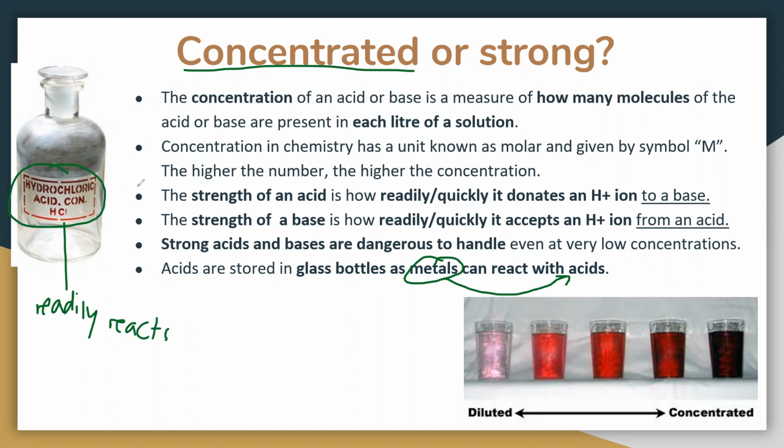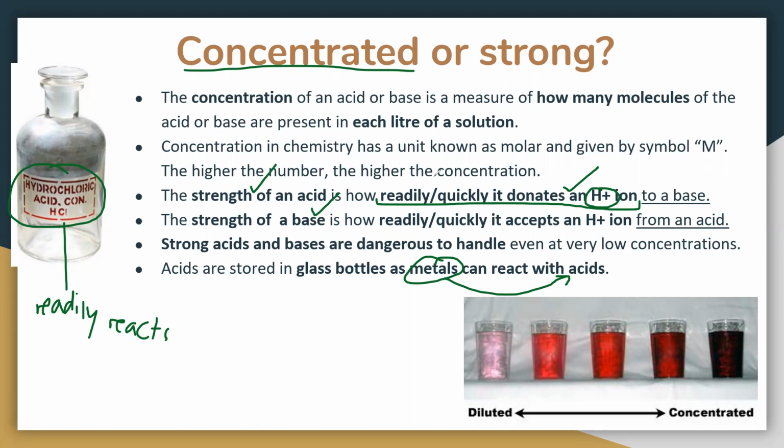We've already talked about this before, but the strength of an acid is dependent on how readily or quickly it donates the hydrogen ion to a base. This is connected to how easily electrons or protons are lost. If you lose that proton, that hydrogen positive ion, very quickly, then the acid is stronger. If you accept the hydrogen ion from the acid very quickly, the base will be stronger. That's the basic rule there.